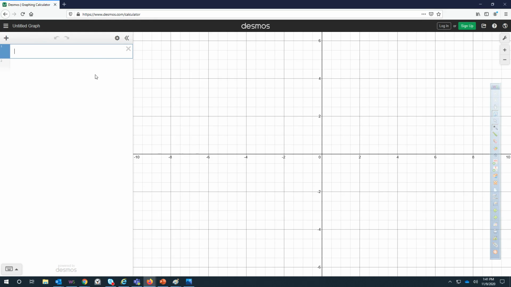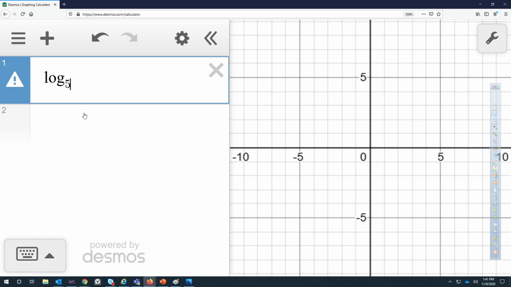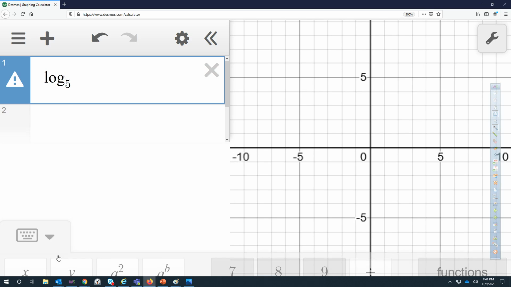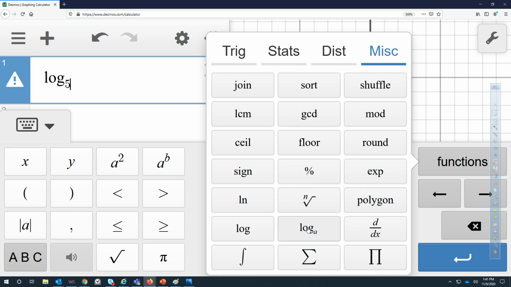Right here on my calculator, I'm just going to type log base 5. By the way, to get this little subscript 5 that you need, you just use your underscore button, so shift and the minus sign that's next to the 0 will make that happen. There's also a log button in here somewhere. I think it's under functions. If you go to miscellaneous, there it is. You can type in log and it'll give you the subscript that you can just put your cursor in there and type.